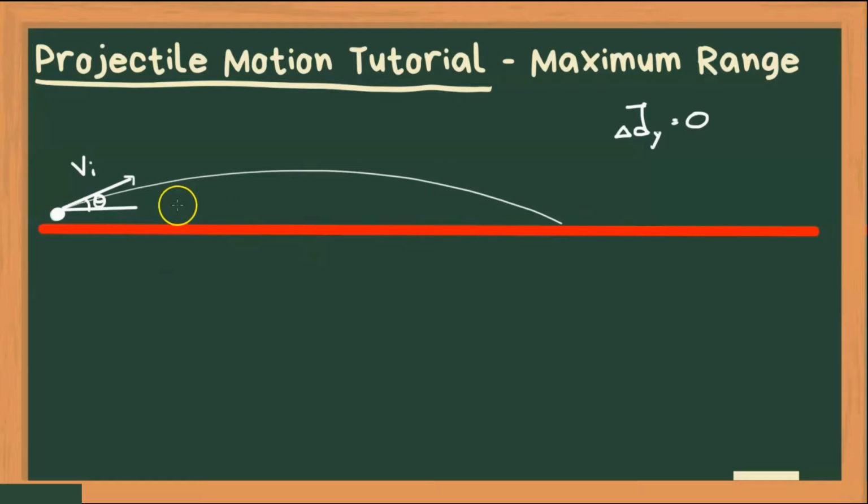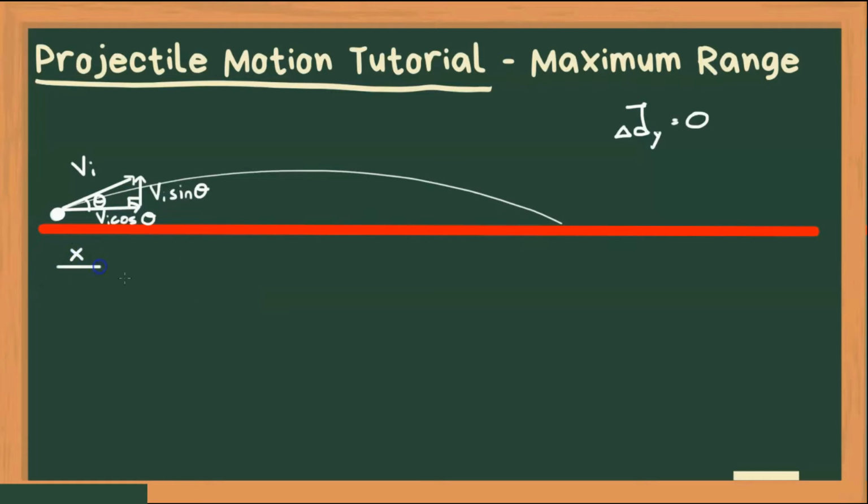So to do this, let's first break up our initial velocity into components. So we have our y component, which I'll write as vi sine theta, and our x component, which I write as vi cos theta, which I just use my SOHCAHTOA trig ratios for this right angle triangle to determine. Now, let's analyze our x components.